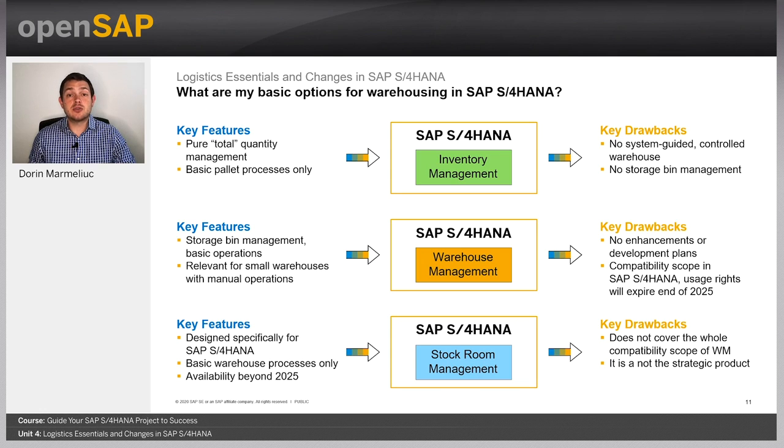Our third option is stockroom management. It was designed specifically for S4HANA, and as with warehouse management above, it can only support basic warehouse processes. The main advantage versus warehouse management is that its availability will extend way beyond 2025. On the minus side, it does not cover the whole compatibility scope of warehouse management, and it is aimed to be a solution for customers still wanting to stay with basic WM, warehouse management. It is not a strategic product, and my colleague Kusiel will speak about the strategic product in this area in the next session.